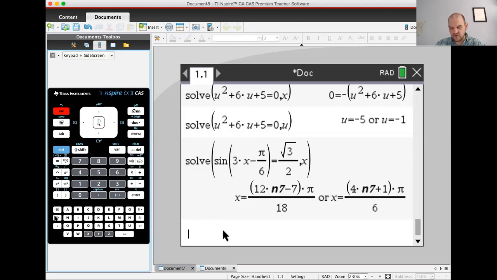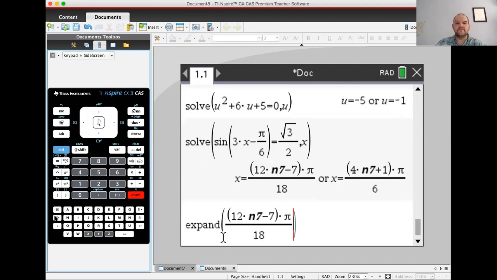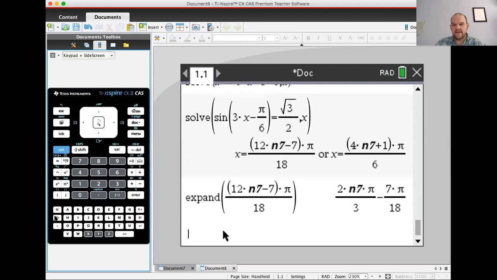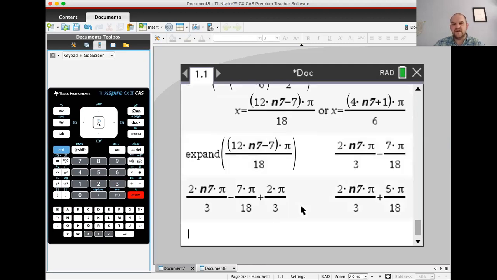Now these don't look like I would like them to look, so I'm going to expand. Expand is menu 3, 3, if you're not sure. And then I need to add 2 pi over 3. Where does 2 pi over 3 come from? It's because it's in here. Just ignore the n7, basically you're letting n7 be 1, and you get 2 pi over 3. So I'm just adding 2 pi over 3. I get 5 pi over 18, which is what I got.